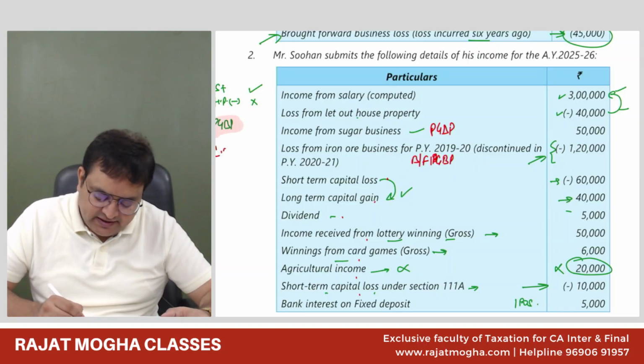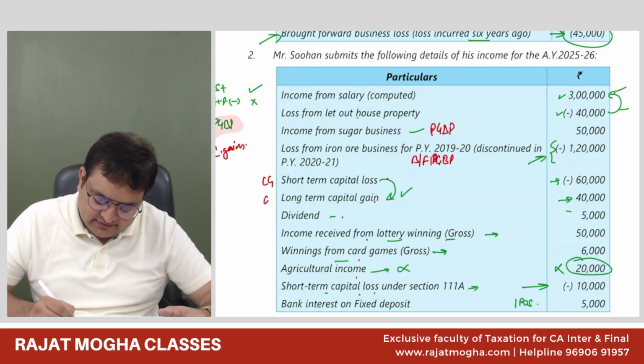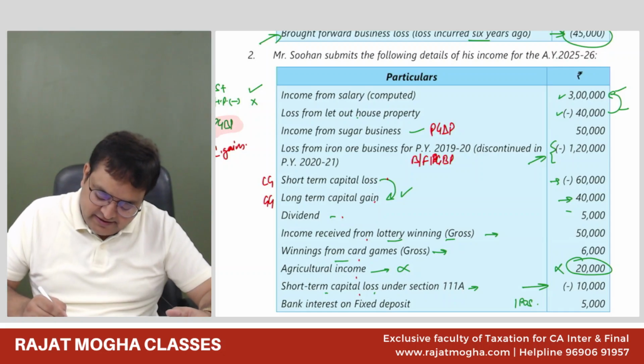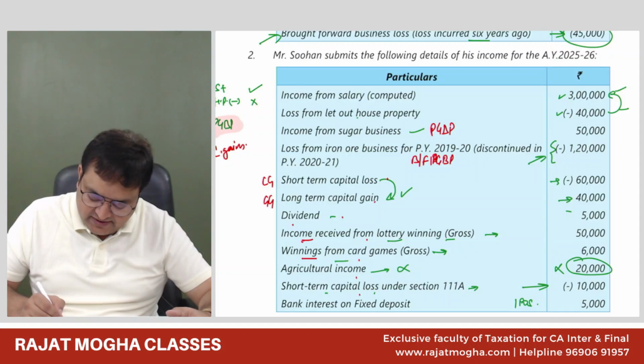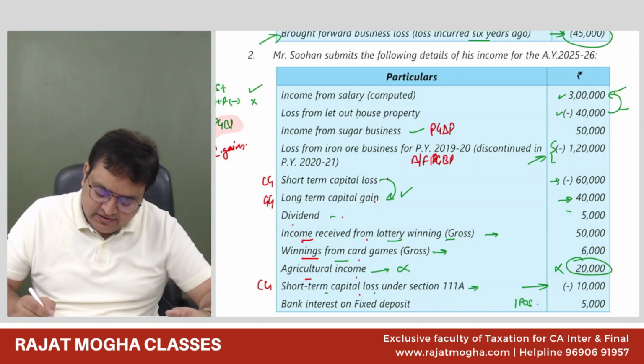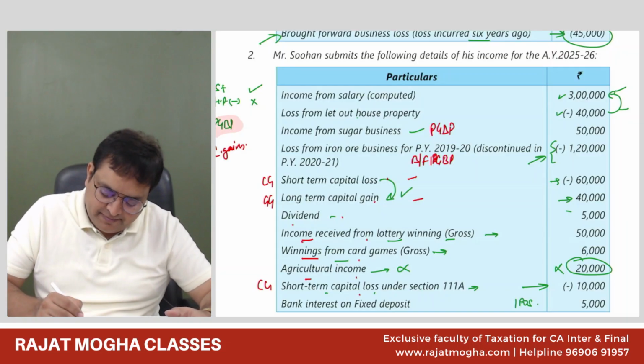Then we have capital gains also, current year only. This is capital gain current year, and this is capital gain current year. Dividend is not capital gain. Income received is not capital gain. Winning from lottery, agriculture, short-term capital loss are not either. So we have capital gain of current year 3, and there is a loss, there is a gain, there is a loss. So in capital gain also we have certain adjustment.